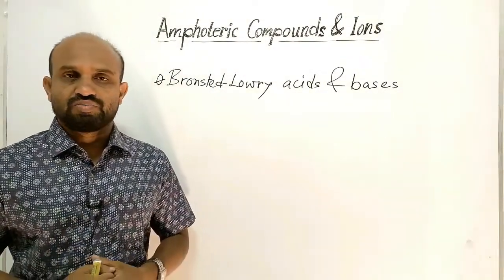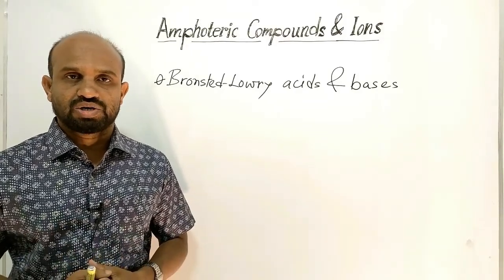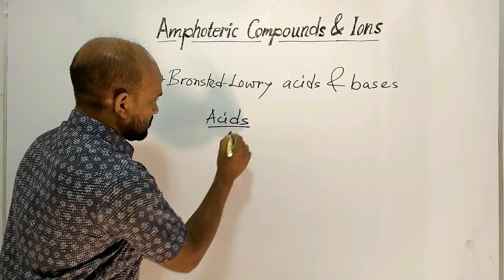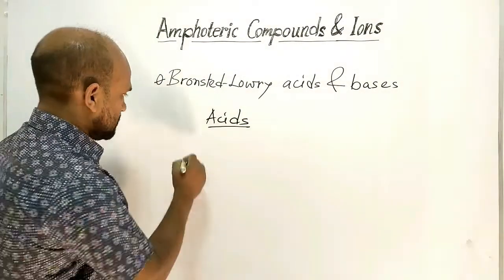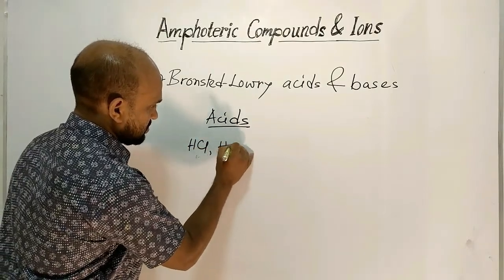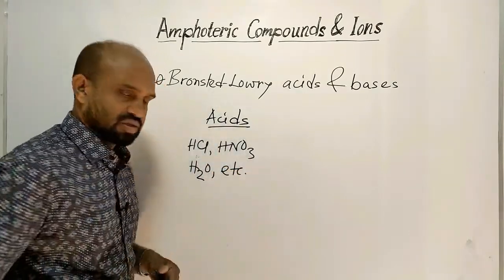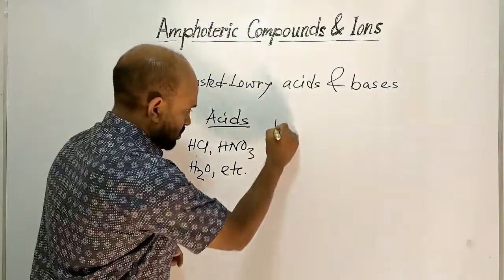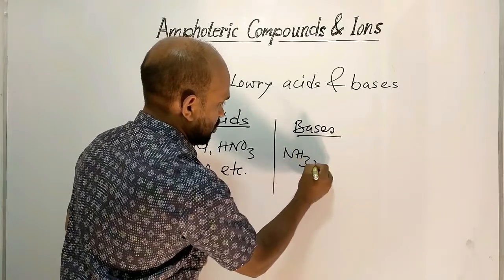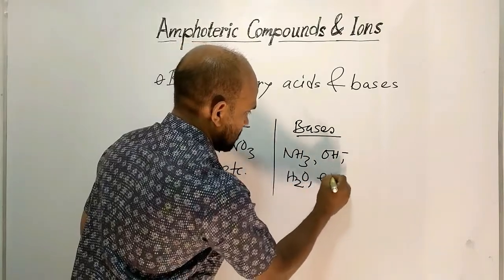First of all, let's see which compounds are Bronsted-Lowry acids and which compounds are Bronsted-Lowry bases. Bronsted-Lowry acids are hydrochloric acid, nitric acid, water, etc. And Bronsted-Lowry bases are ammonia, hydroxide ion, water, etc.